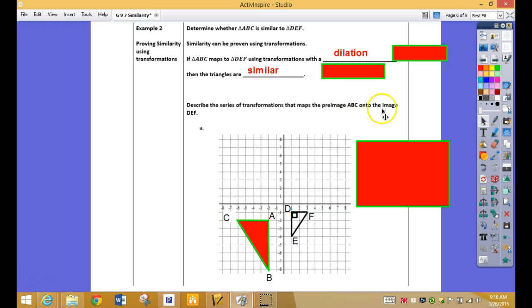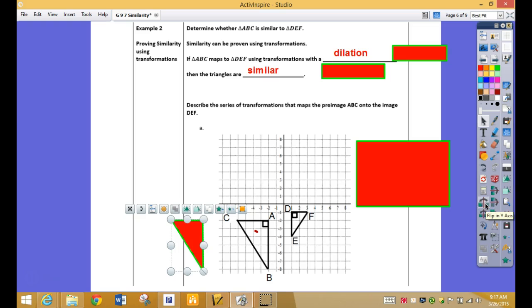Describe the series of transformations that map the pre-image ABC to DEF. So what do we have to do to get from here to here? That's the first thing I need to do to my pre-image. What do you want to do to this image to transform it to that image? Translate, reflect, or dilate? Dilate first. You want to reflect it?